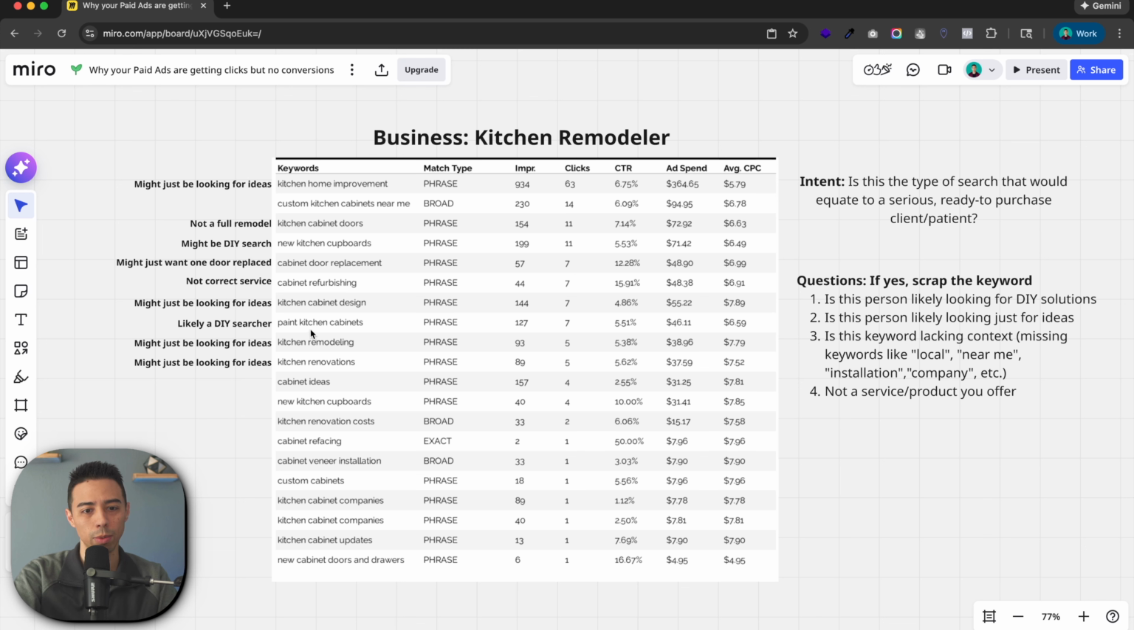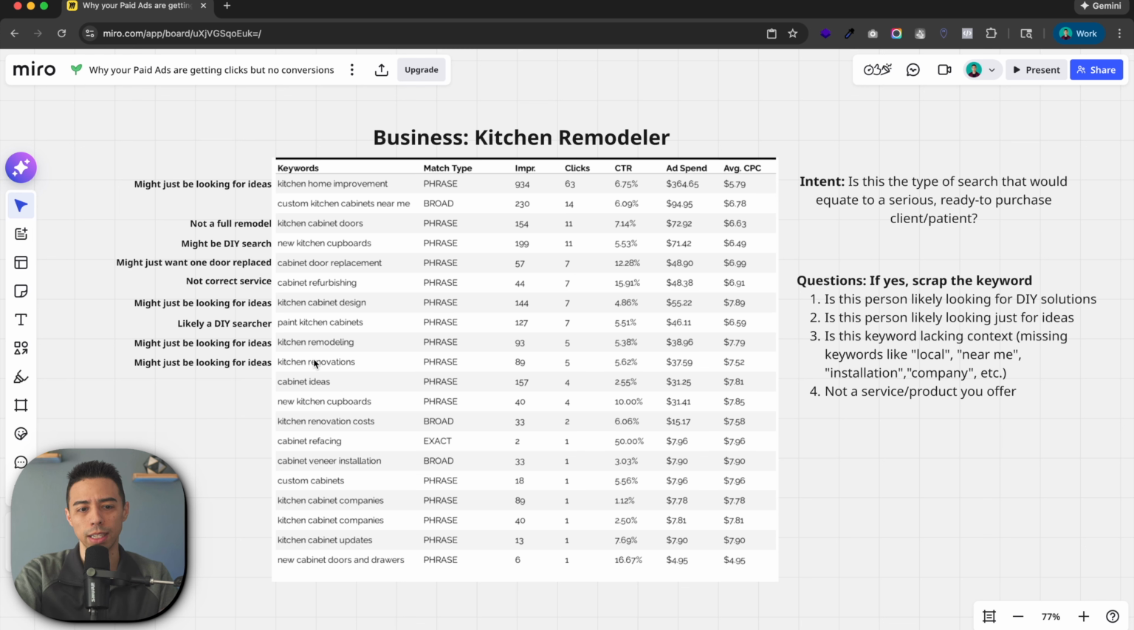As we go on down, we have kitchen cabinet design. Again, they might just be looking for inspiration and ideas, so that's not a good one. We have paint kitchen cabinets. That's just a really bad keyword there, right? If you offer that, that's great. However, I would not allocate a majority of your budget for a keyword like that. It also could be just someone that wants to learn how to do it on their own and paint their kitchen cabinets by going to Harbor Freight or Home Depot and buying the tools that they need to get that job done.